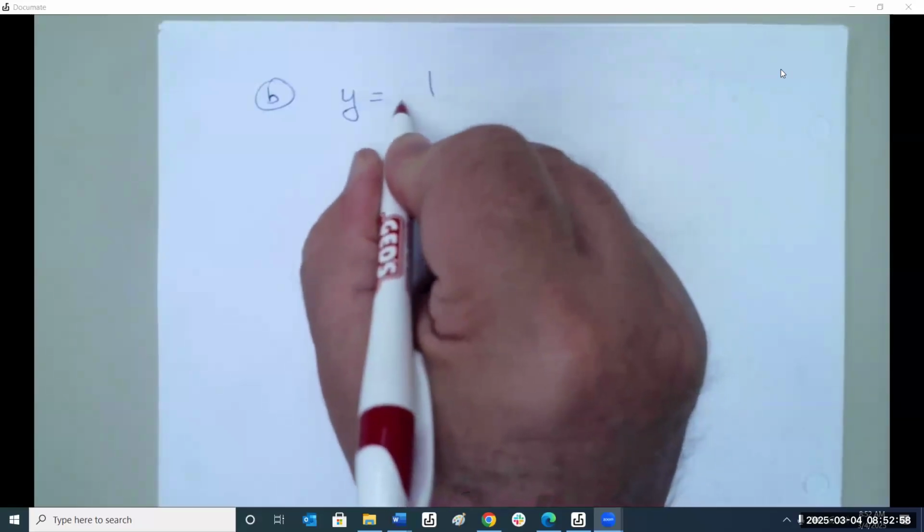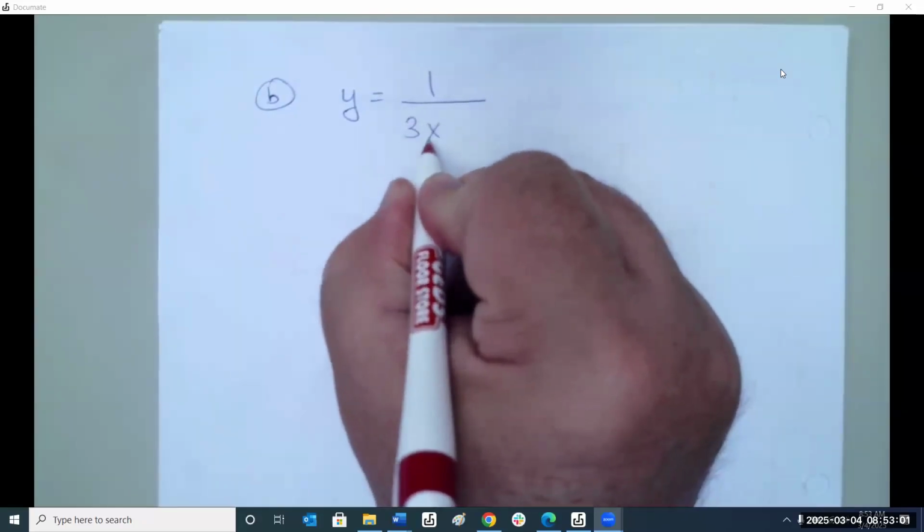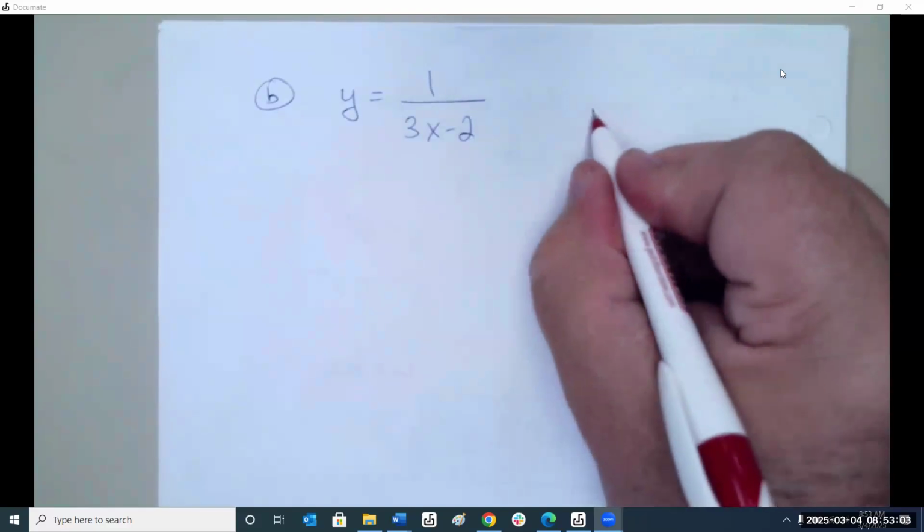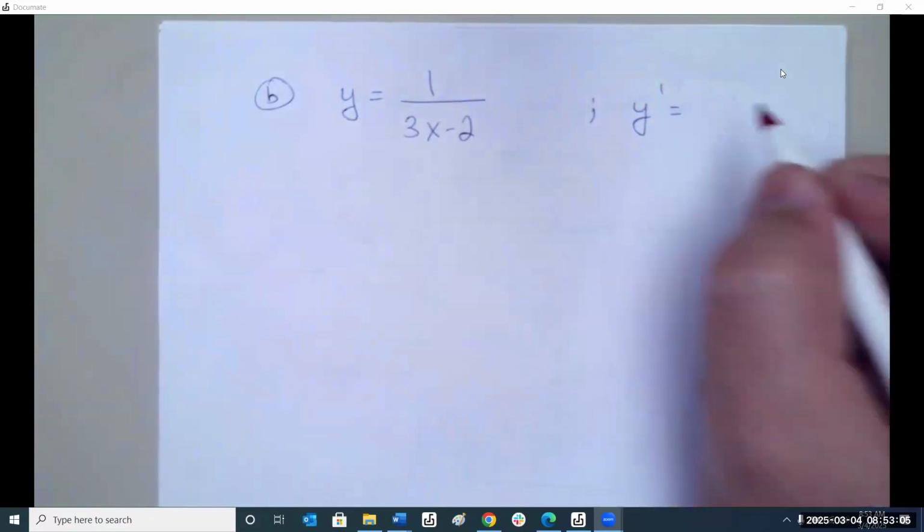If y equals 1 over 3x minus 2, find y prime.